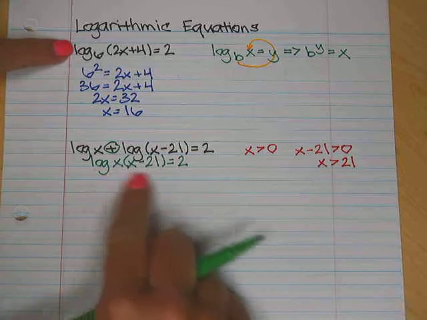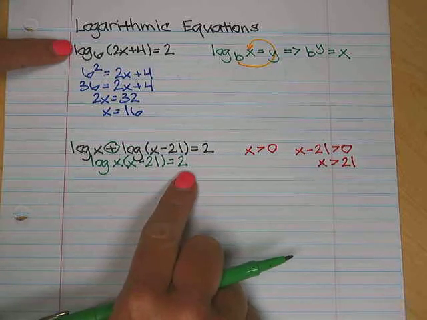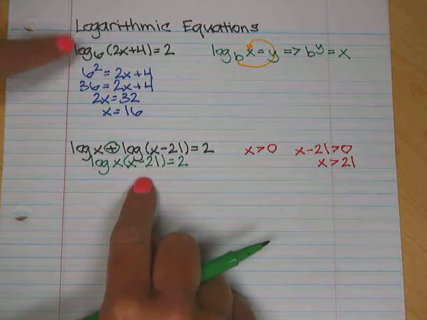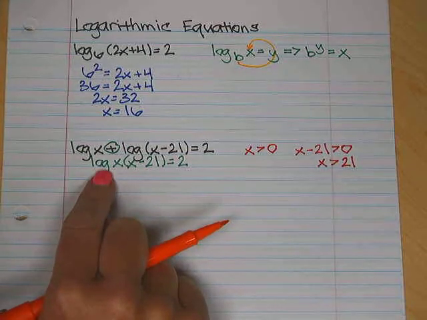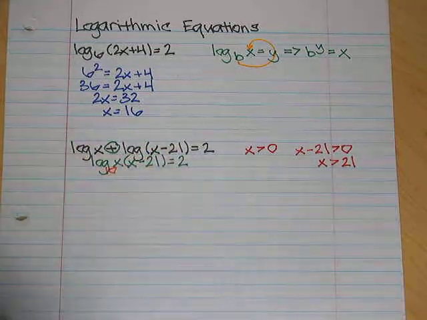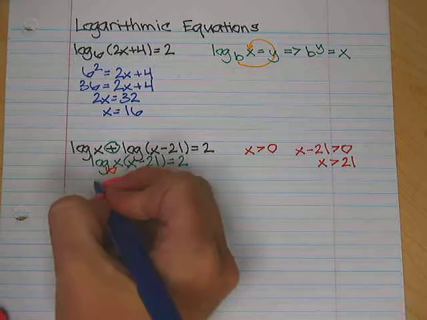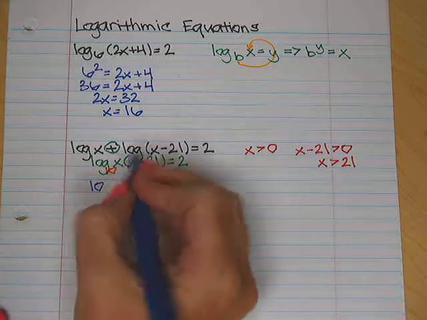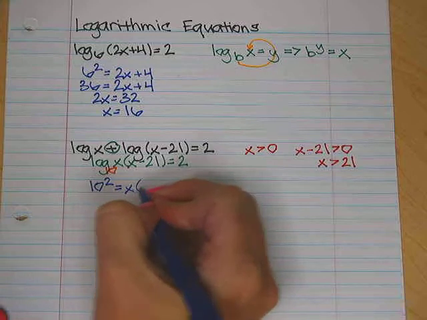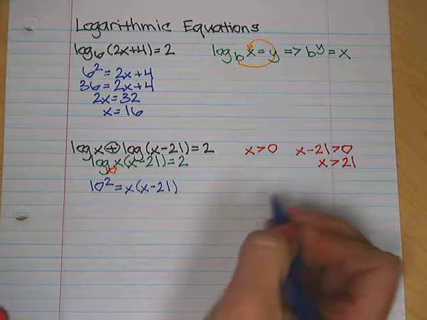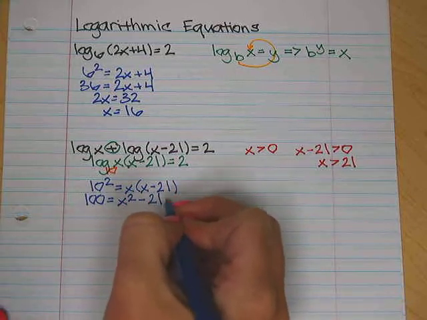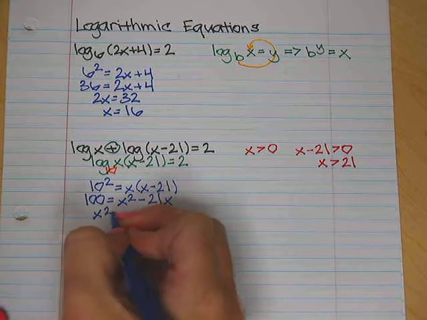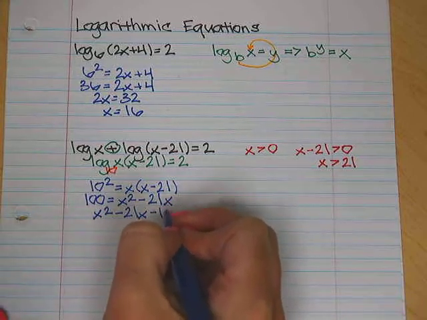Now notice I'm in the exact same situation I was in this first problem, where I have a logarithm on the left and a constant on the right. And so we're going to do the same thing we did for that. We're going to rewrite this logarithm in exponential form. First, we need to remember that if we have the log, the common log without a base, we understand that it is base 10. So 10 squared is x times x minus 21. So 100 is x squared minus 21x.